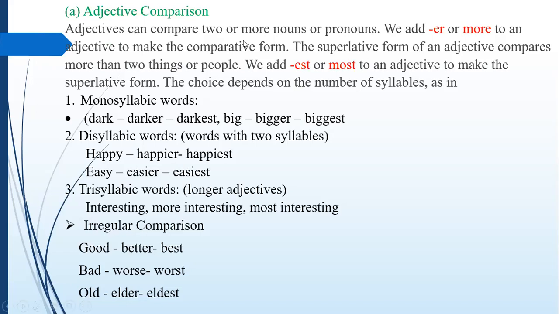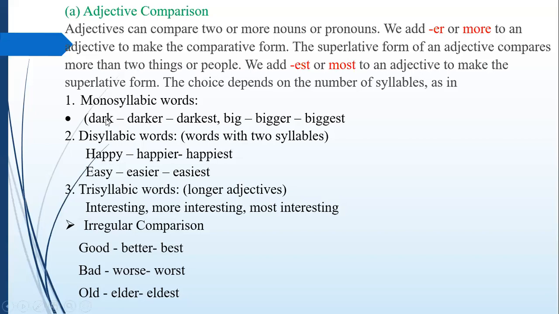Now adjectives can compare two or more nouns or pronouns. In comparative adjectives, if the adjective consists of one syllable or two syllables, we should add ER at the end of the adjective. And if it consists of more than two syllables, we should add more before the adjective. For example, look at monosyllabic words: dark, darker.